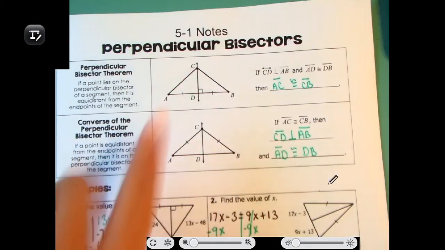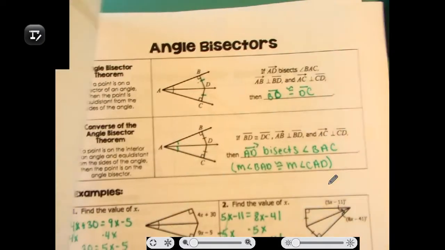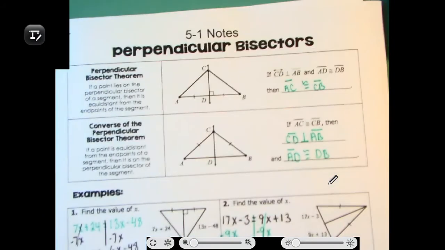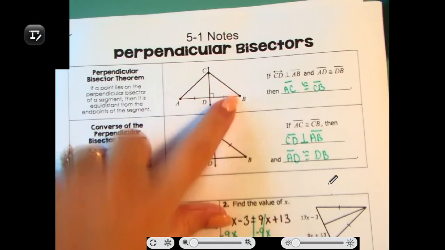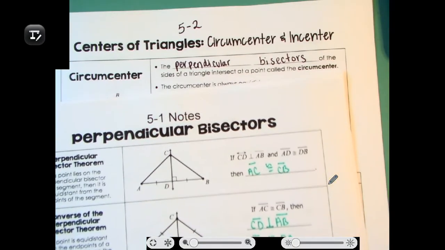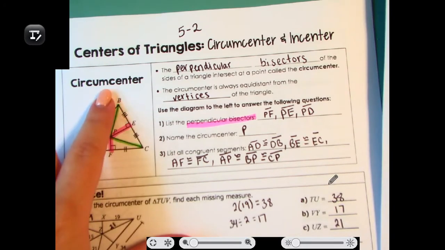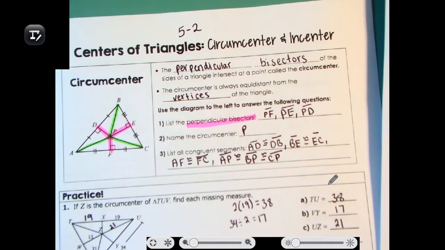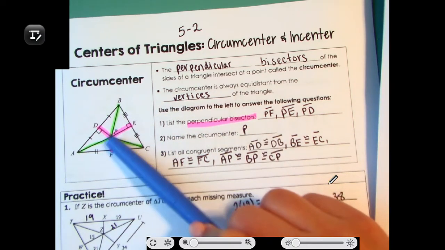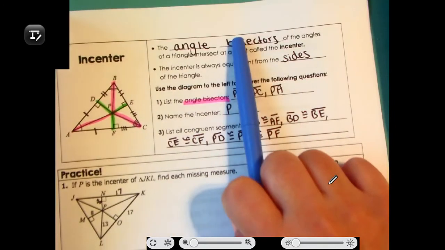So remember, in 5-1 we talked about perpendicular bisectors and angle bisectors, okay? So forming a 90-degree angle and bisecting that segment. So perpendicular bisectors, angle bisectors. Then we went into 5-2, where we talked about a circumcenter, where perpendicular bisectors meet. So where all of these perpendicular bisectors meet, that's the circumcenter. And then we talked about the incenter, where the angle bisectors meet.